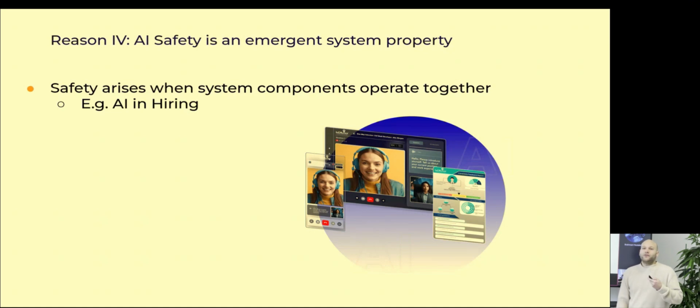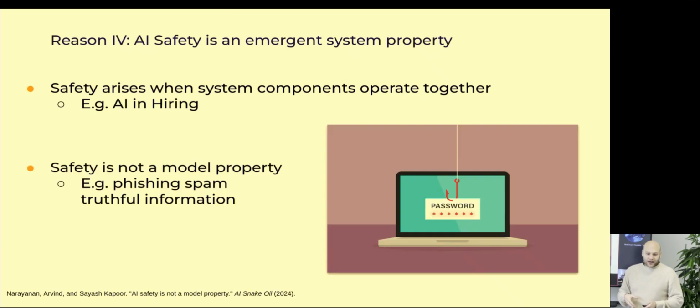So somebody's voice is unrelated to safety, actually, if we think about it generally. But in this specific scenario, if the model is biased based on the voice of individuals, it will result in somebody not getting a job or losing an interview. So they will be subjected to harm only when the model is deployed in this specific structure, in this specific social context. And as Narayanan and Kapoor say, safety is not a model property.